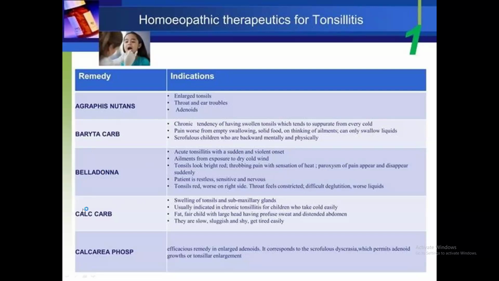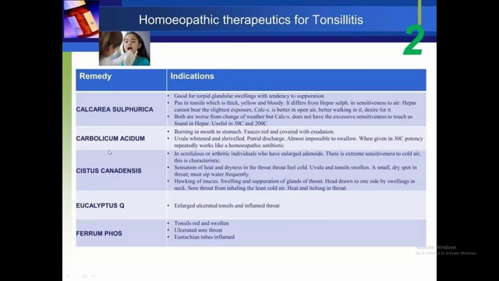Then the fourth important remedy is Calcarea carb, which is prepared from the middle layer of oyster shell. In this condition, there is severe swelling of tonsils and submaxillary glands, usually indicated in chronic tonsillitis for children who take cold easily. All the Calcareas are fair, fat, flabby children with large head and open fontanelles, with profuse sweat and distended abdomen. They are very slow, sluggish, shy, and get tired easily. These are the various symptoms of Calcarea carb.